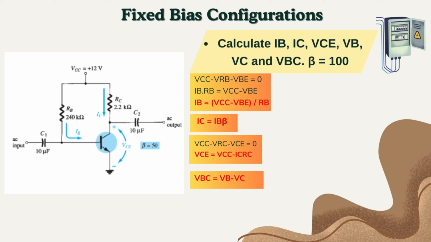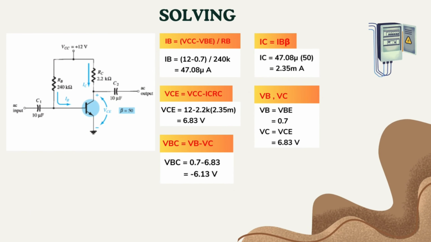Then, on the collector and emitter part, using Kirchhoff's voltage law, we get the equation VCC minus VRC minus VCE equal to 0. Then using Ohm's law and rearranging the equation, we get VC equal to VCC minus ICRC. To find VBC, we use the equation VBC equal to VB minus VC. After that, we follow the equations we got just now and insert the values into them.